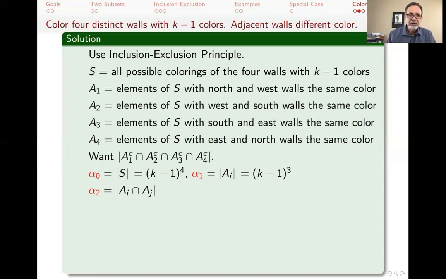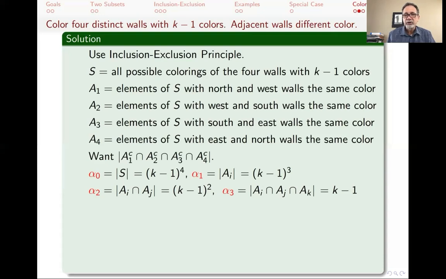So if you look at pairs of intersections, either you have two opposing walls the same and these two opposing walls the same, or you have 3 walls the same and then that 4th wall differently. In any case, you will have twice that you have to choose colors, either one choice for these 2 opposing walls and one for those opposing walls, or one choice of a color for the 3 that have the same color and one choice for the other one. And because you have to choose a color from among the K minus 1 things, you have K minus 1 squared choices.